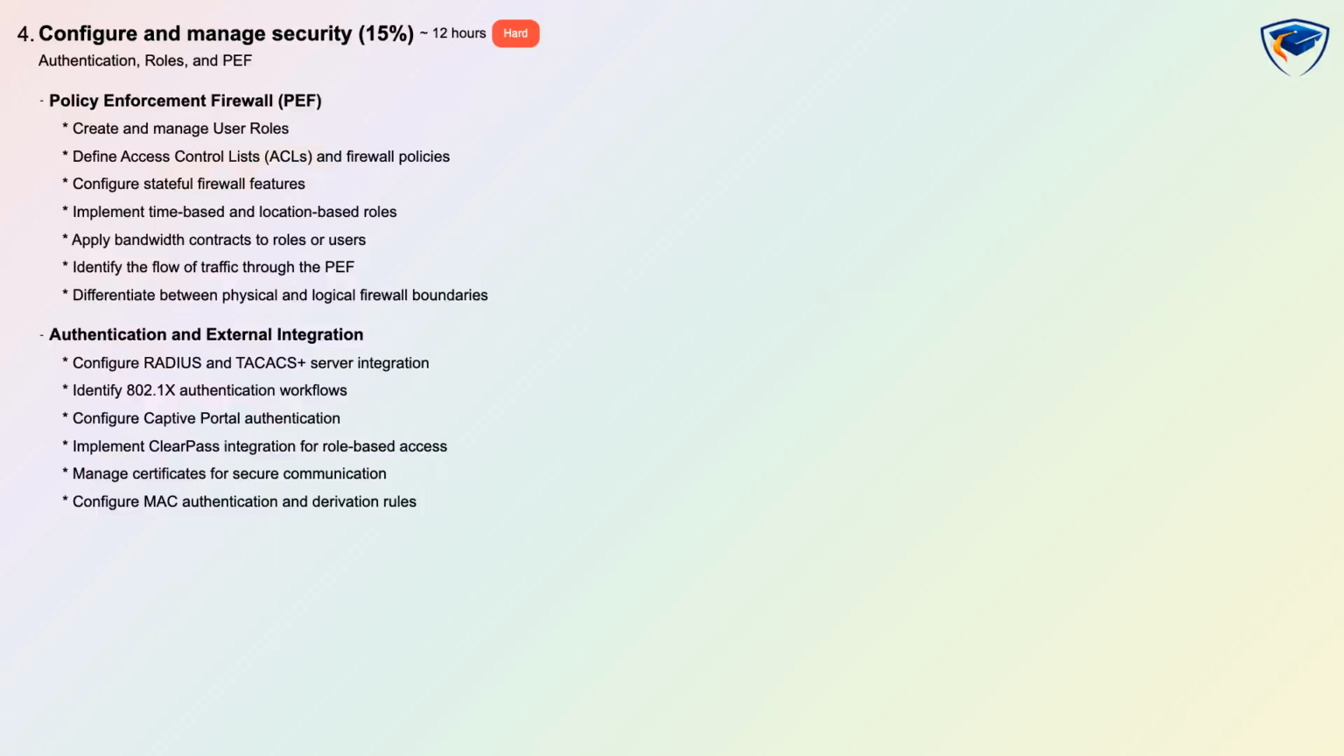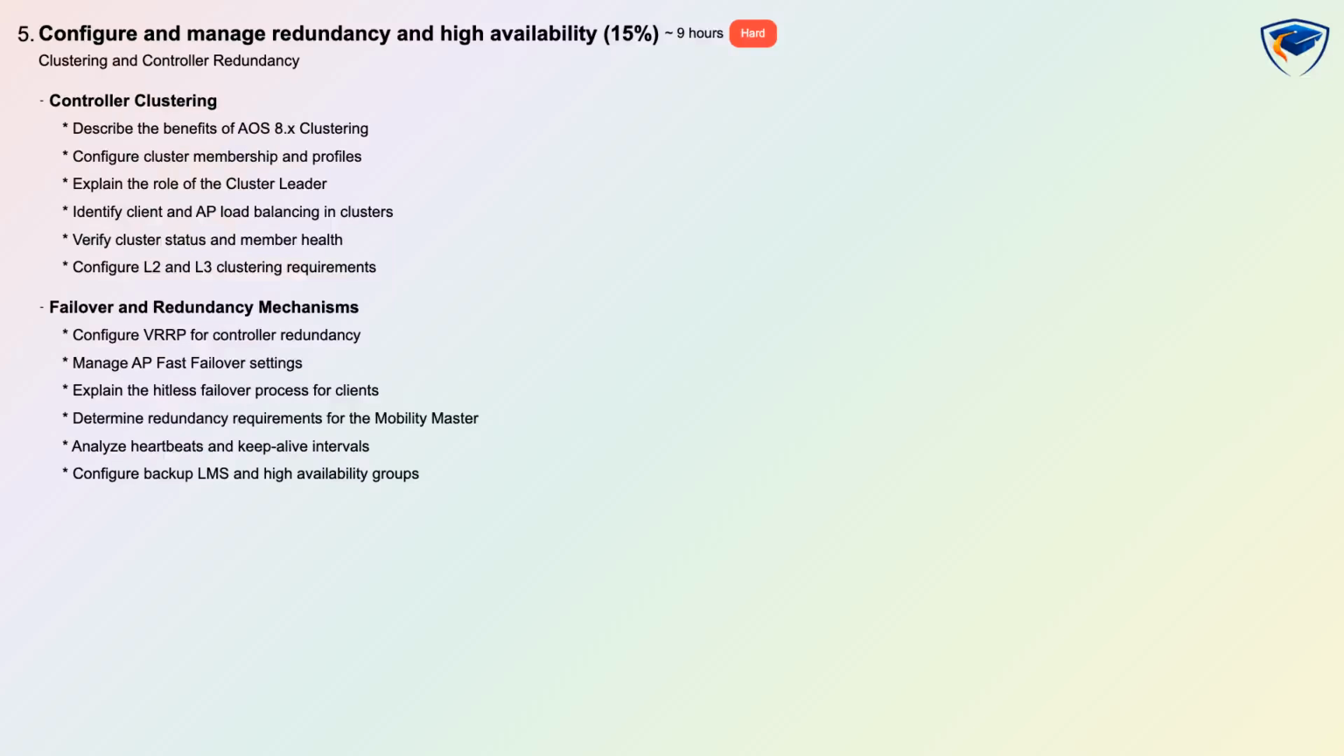Configure and manage security is weighted 15%, rated hard, and has an estimated learning time of 12 hours with conceptual and scenario-based assessment. You will build policy enforcement firewall rules, create user roles, implement stateful firewall features, and apply time and location-based roles with bandwidth contracts. The domain also covers authentication and external integration, including RADIUS and TACACS+, 802.1X workflows, captive portal, ClearPass integration, certificate management, and MAC authentication.